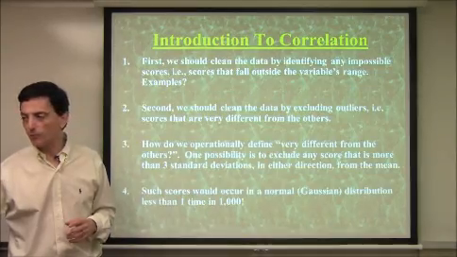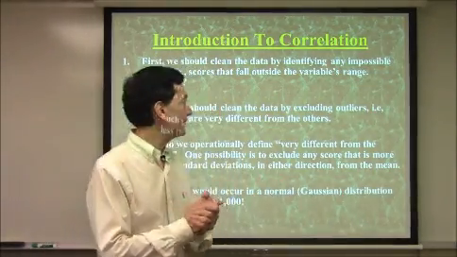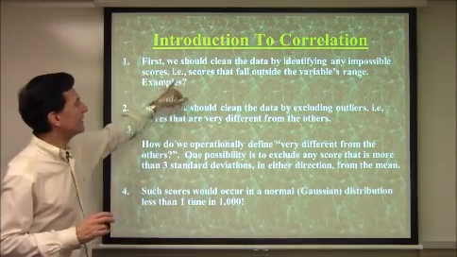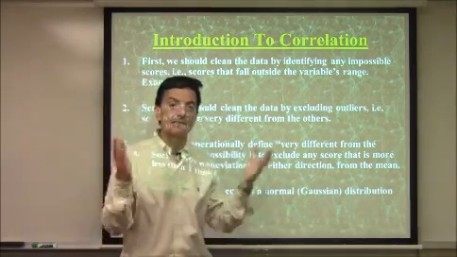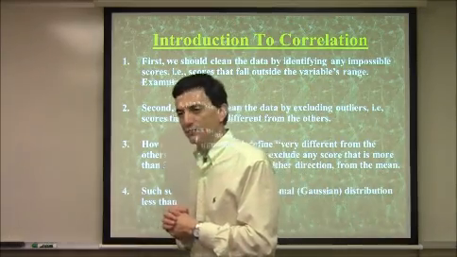And we've mentioned this before, but I want to emphasize it here again. There are actually two ways that we want to clean up the data set. First, we should always look at our data set and see if we can identify any impossible scores. These would be scores that land outside of the variable's range. Okay? So we can think of different kinds of examples.